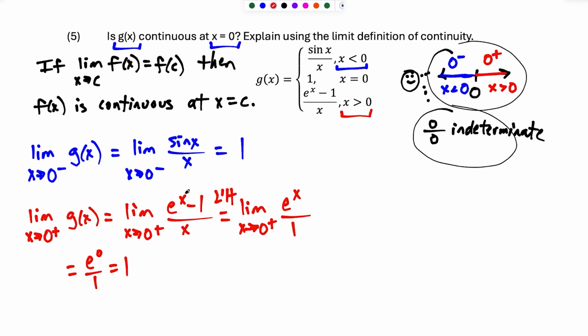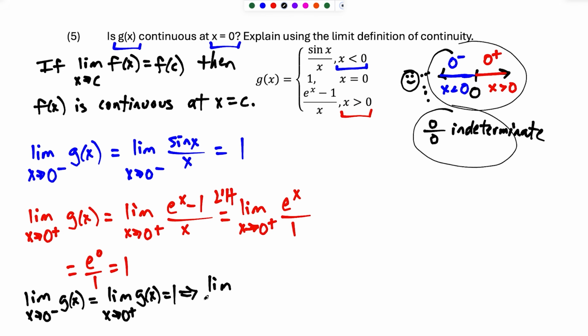So notice what this tells us. This tells us, since the left and right side limits are equal to 1, the limit in general of g of x at 0 is equal to 1. Okay, so I'm just going to summarize here. We have the limit as x approaches 0 on the left of g of x equaled the limit as x approaches 0 on the right of g of x was equal to 1. So this implies that the limit as x approaches 0 of g of x is equal to 1. Okay, so this establishes our limit.